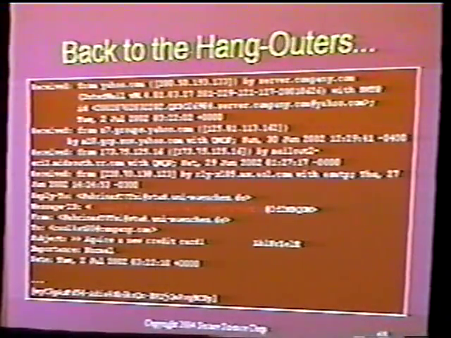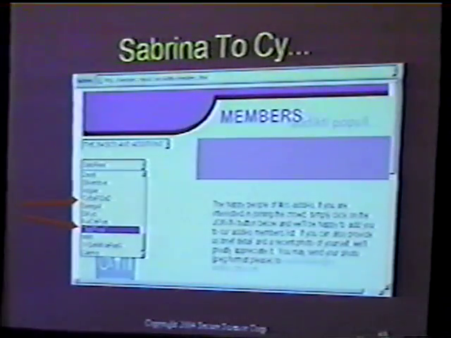Now, of course, we're not exactly certain that Cy is the same as CyberSat, but we received this email. It says Sabrina to Cy, TSI pronounced Cy. So is there a link between someone named Sabrina and someone named CyberSat? Of course, it's another Filipino IRC group called the IRC Addicts. Here's a list of their members. There's Sabrina and there's CyberSat. And in fact, there's lots of members of the Hangouters that are also members of the IRC Addicts.